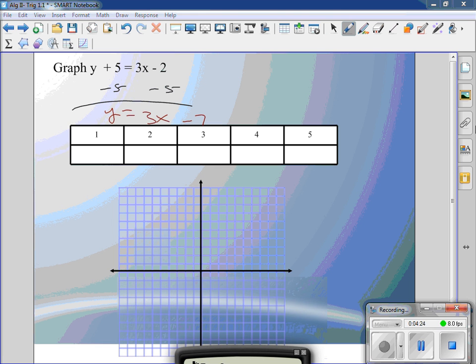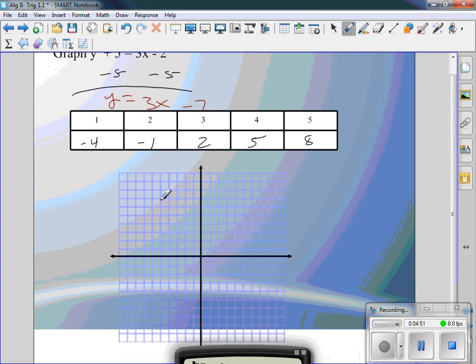Filling in the table, what do I get for 1? Negative 4. How about for 2? Negative 1, 2, 5, 8. What is it going up by every time? Why 3? Because it's 3x. That 3 is what it's going to change by every single time. When I graph, I'm going to count every other one like usual here. Up and down, I'm just going to count by ones because I have to go up to 8, so I'm just going to count by 1.